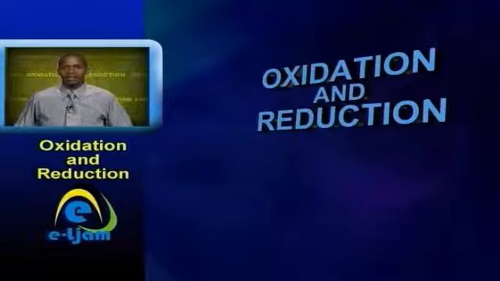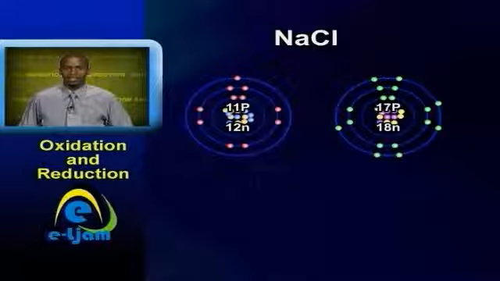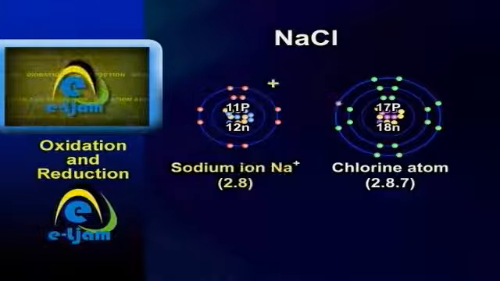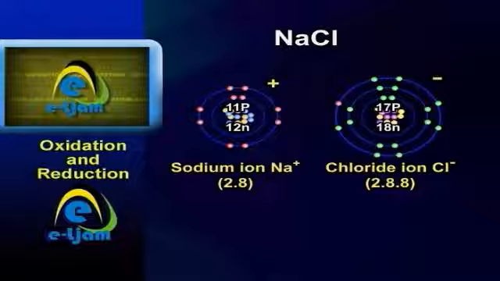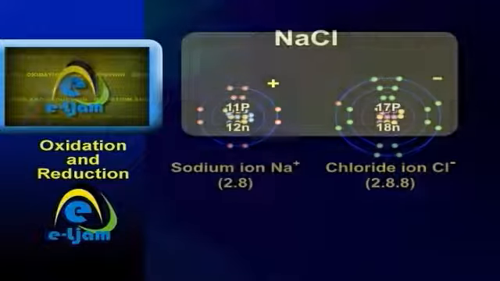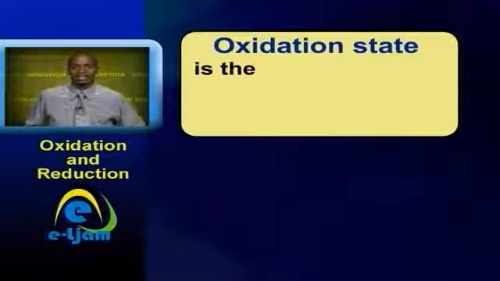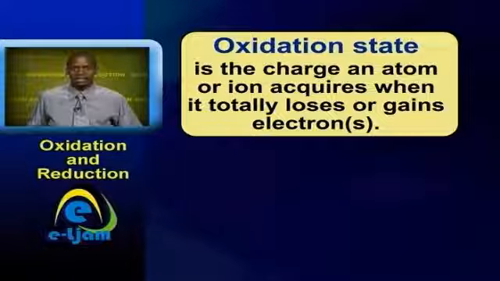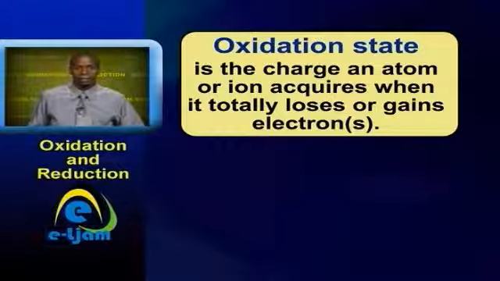During some chemical reactions, chemical species lose or gain electrons and oxidation states of elements increase or decrease. Oxidation state is the charge an atom or ion acquires when it totally loses or gains electrons, or for an atom in a covalent compound, the charge the atom would have if all of its bonds to other atoms of different elements were completely ionic.